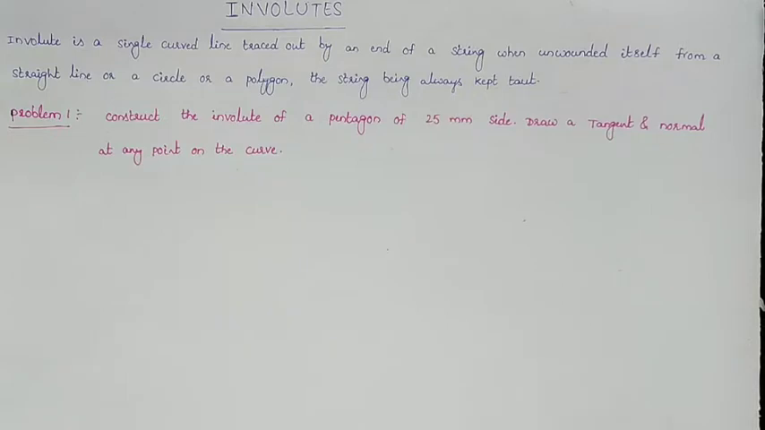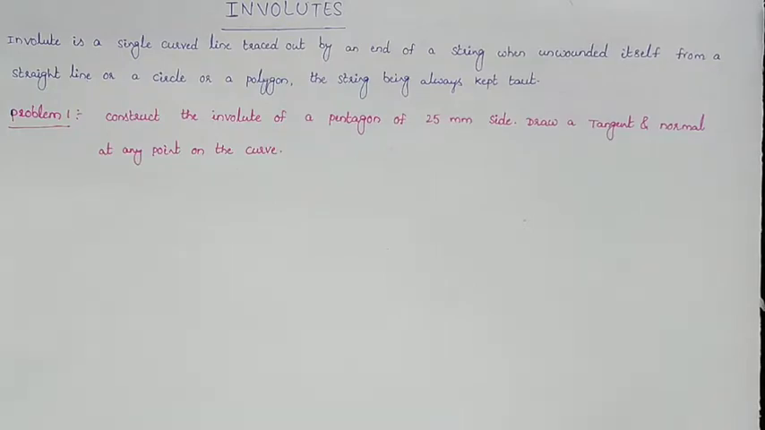For constructing the involute of a circle or a pentagon or any polygon, we have three cases. If the string length is equal to the perimeter; the string length is greater than the perimeter; and the string length is less than the perimeter. How we will draw the involute of that polygon and a circle, we are discussing in this class.